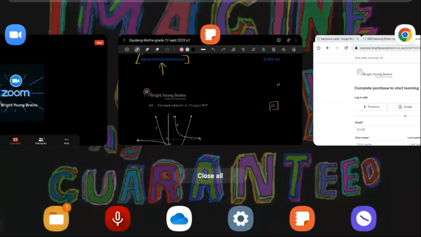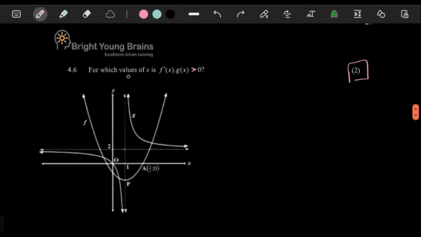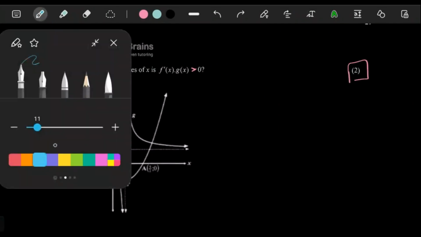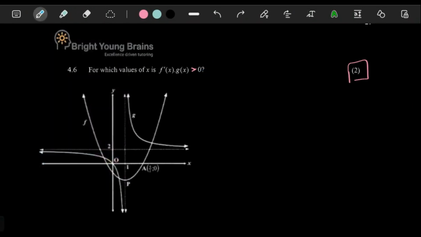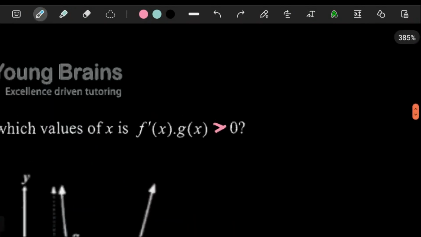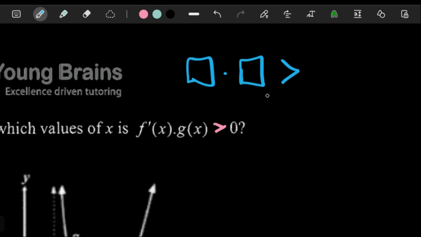But anyways, let's see this question. It says, for which values of x is this equation bigger than 0? You have to remember, firstly, before we worry too much about what this is and what this is, this is just saying you're multiplying two things together. And they're asking where those two things multiplied together will be bigger than 0.